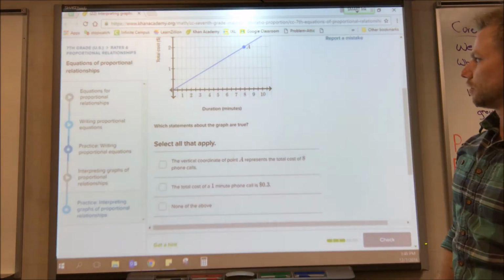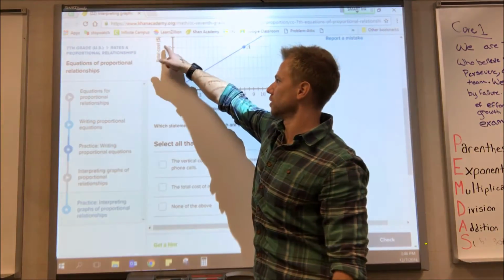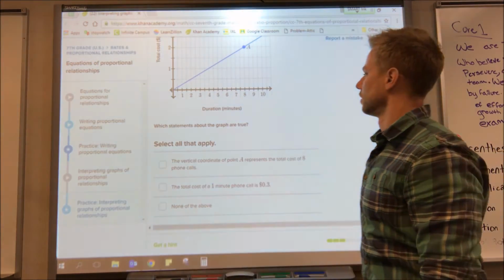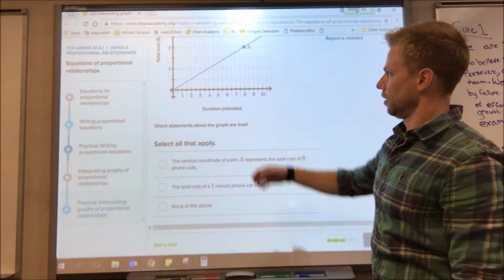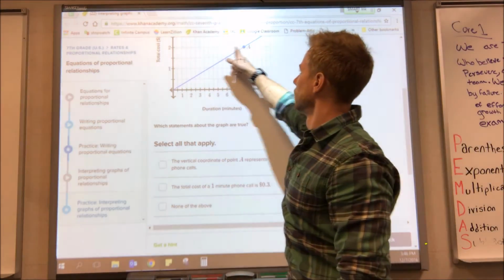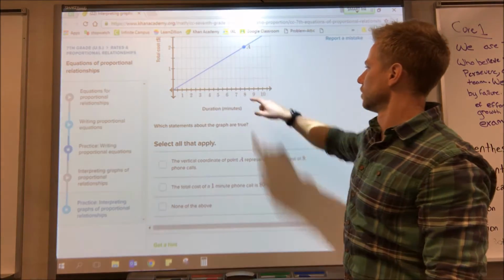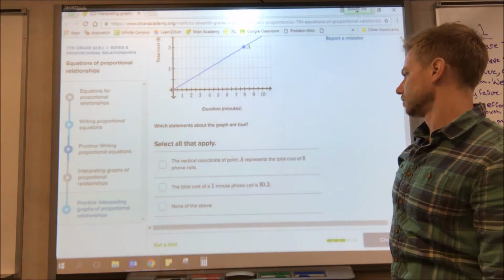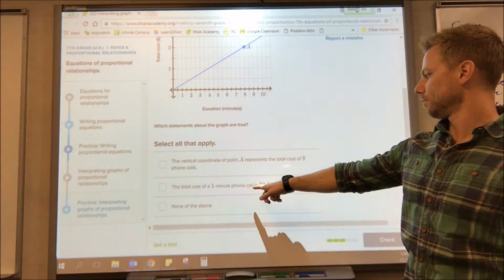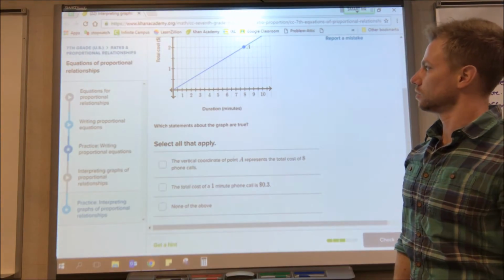The vertical coordinate of A, which would be this one, which is total cost, represents the total cost of 8 phone calls. Okay, no, it represents the total cost of $2 for 8 minutes. So it would not be the first one. The total cost of a 1-minute phone call is 30 cents.